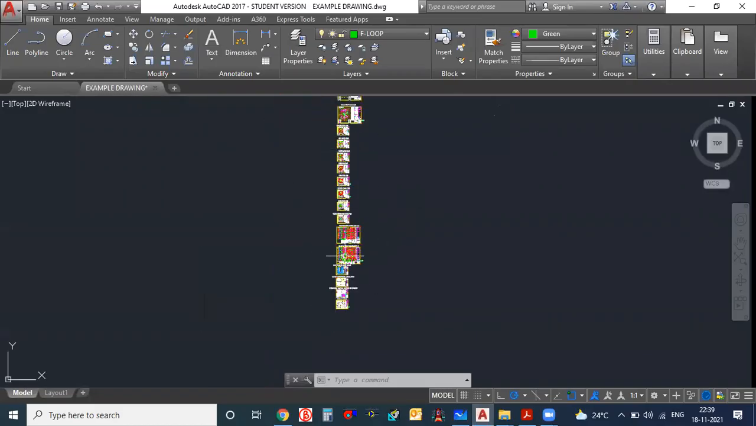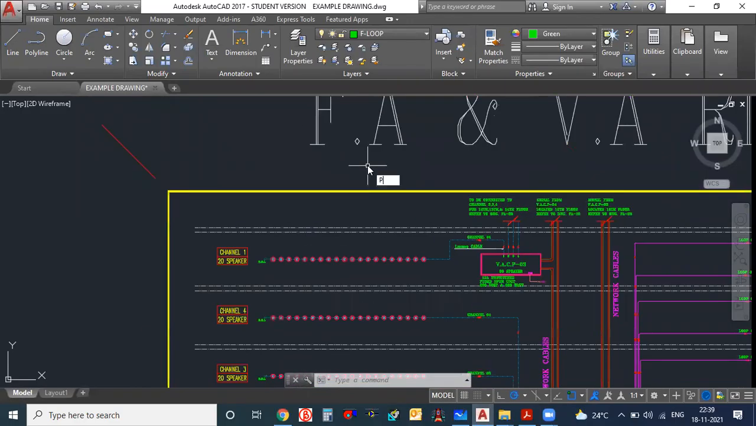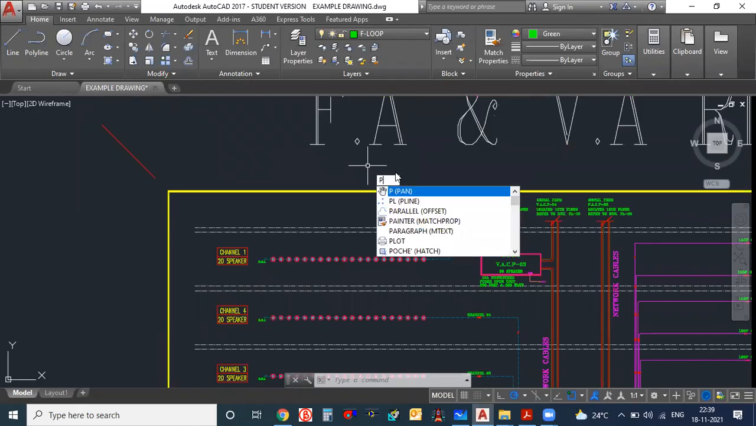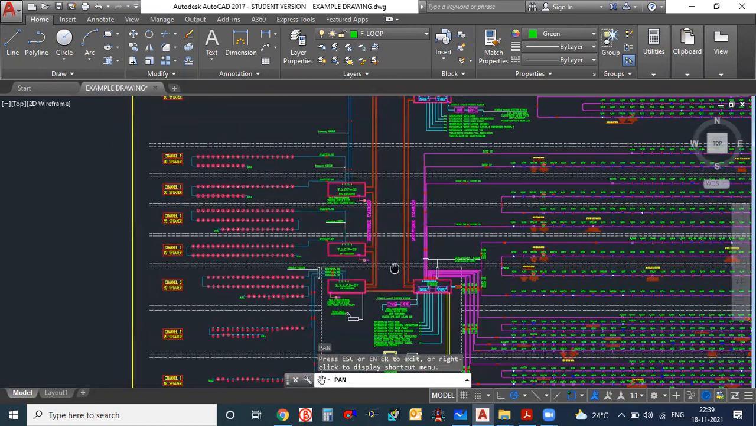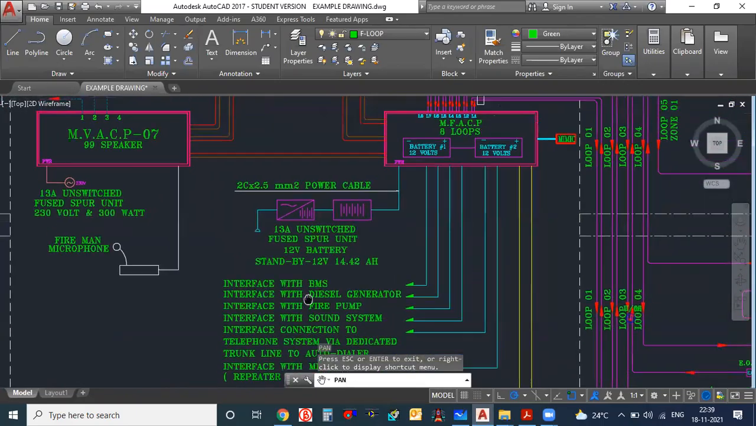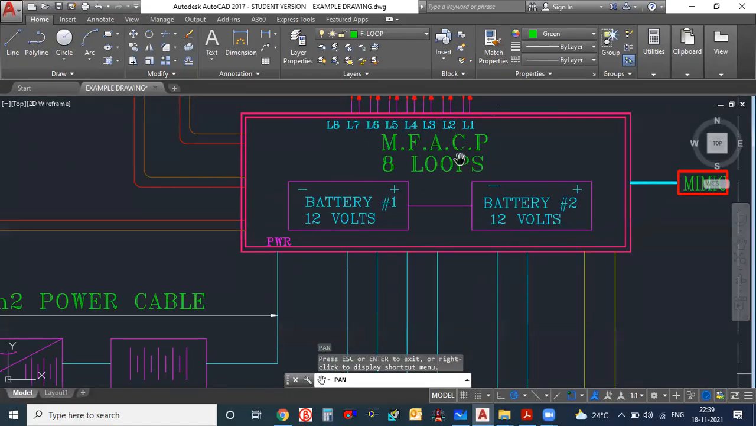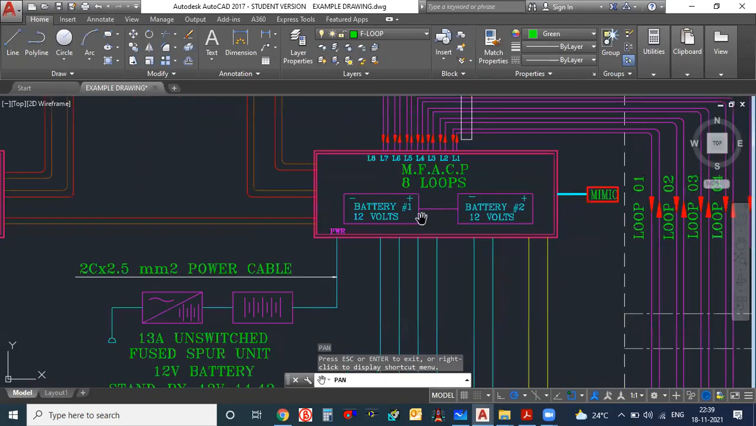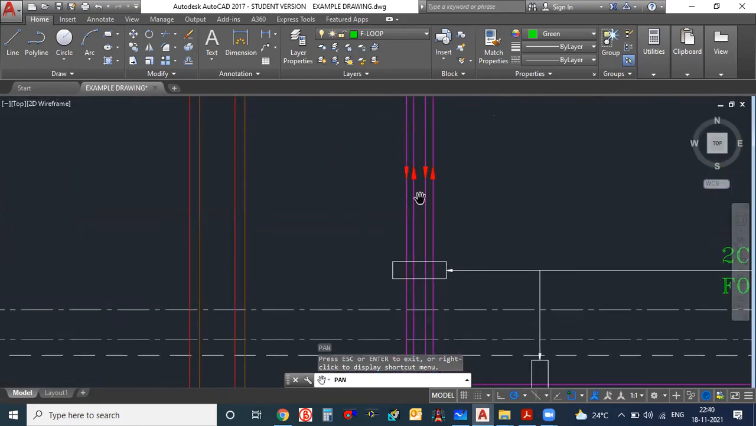So this is one of the projects, and here you see the riser diagram has been shown. Fire alarm. See here how it is connected. MVACP. This is an 8 loop fire alarm control panel. That means there are 8 loops coming out of this particular panel. And here you can see in each loop there is an incoming and an outgoing. That means you are transmitting the signal and you are getting the information.